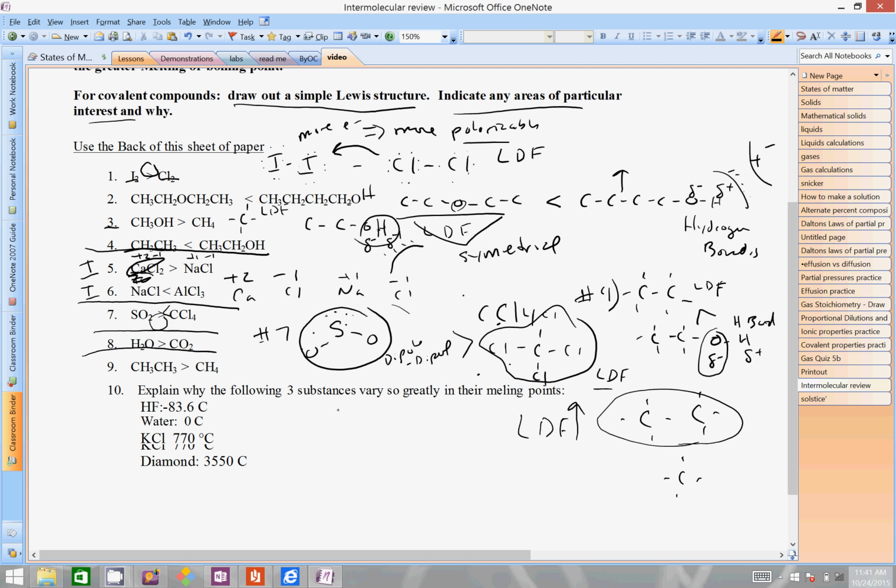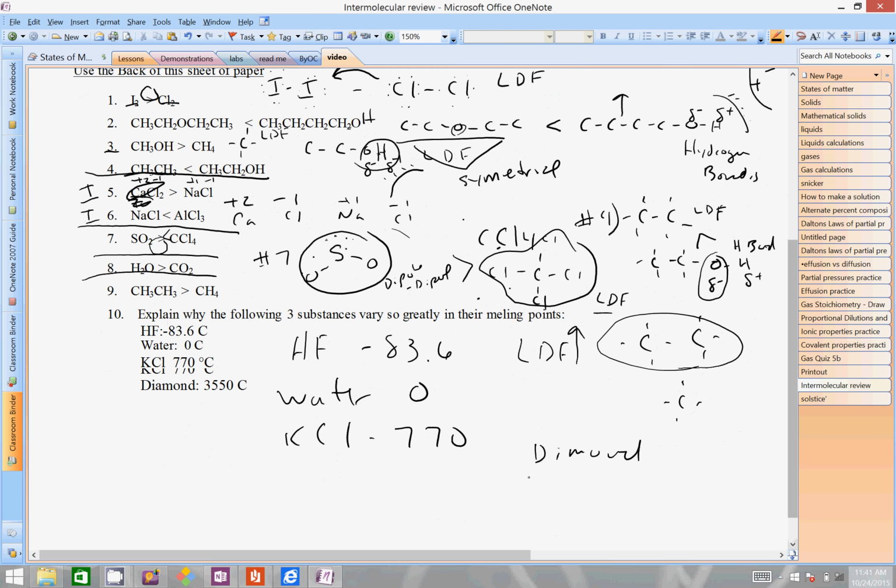Explain why the following three systems vary so greatly in their melting points. Okay, we have, in this case, HF, which is a negative 83.6. I got water, which is at 0, and I got KCl, which is 770, and finally we have diamond. In this case, a couple things you want to just sort of rest on would be bond type. This guy is your network covalent.